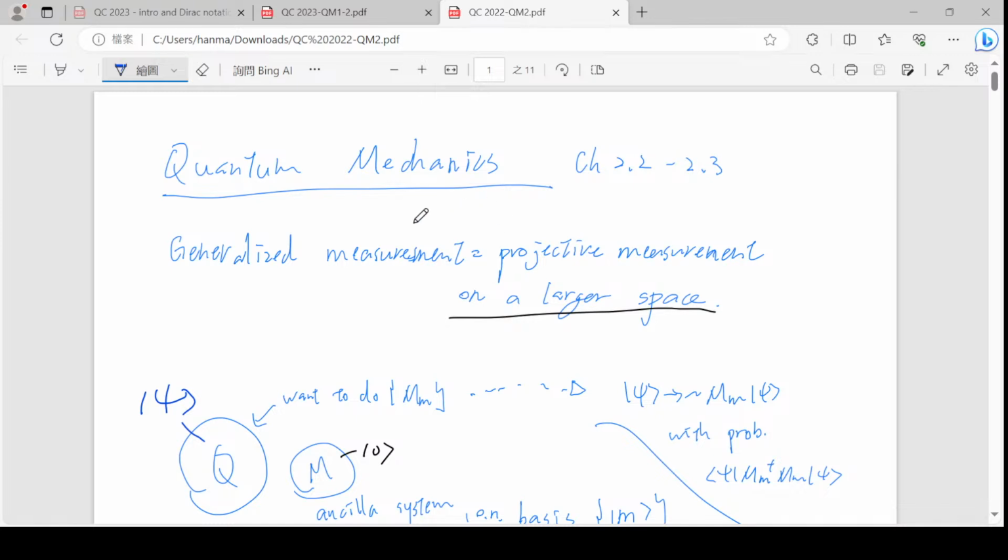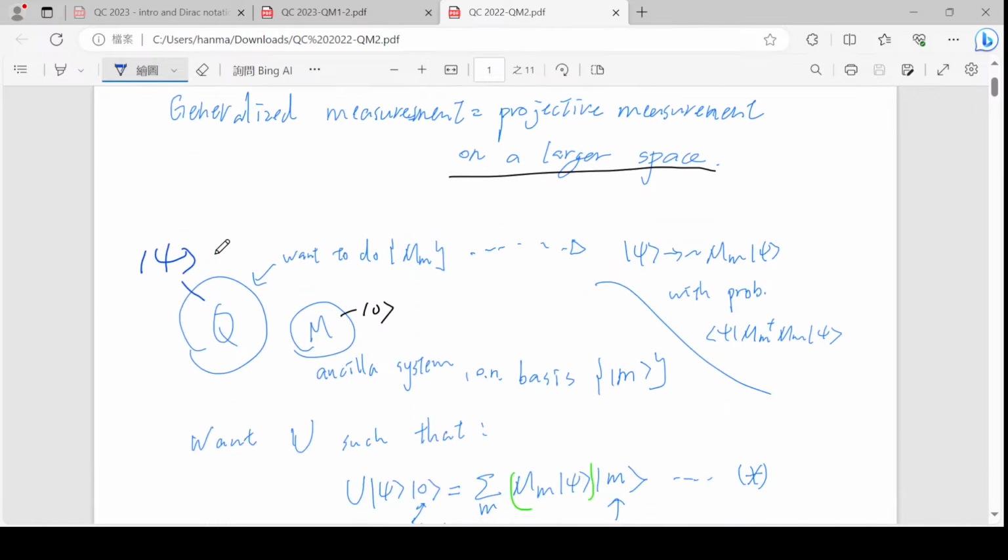We want to prove this theorem about generalized measurement, which says that you can always get a generalized measurement by doing a projective measurement on a larger space. A larger space means this: you have a system, your Hilbert space Q, that you want to do your generalized measurement on. And then we have this ancilla system, a big enough quantum system.